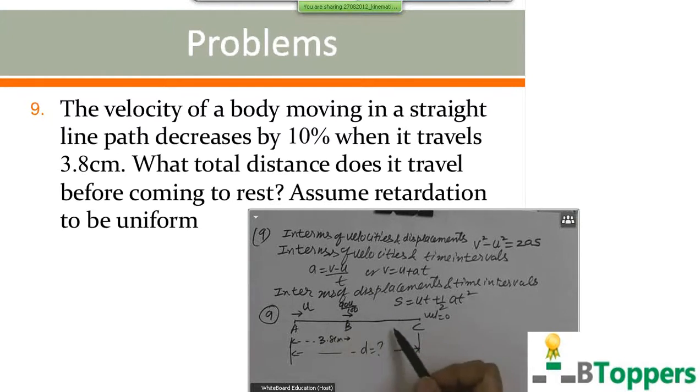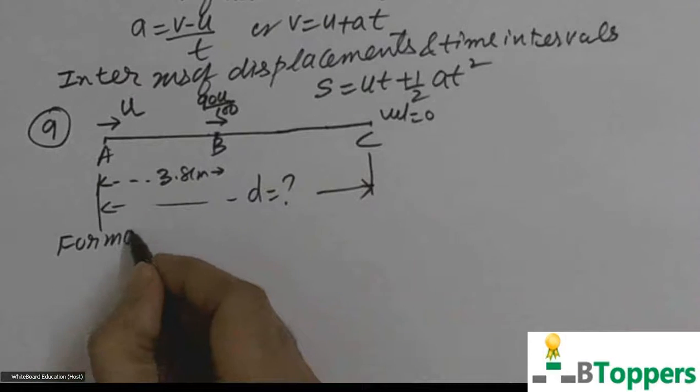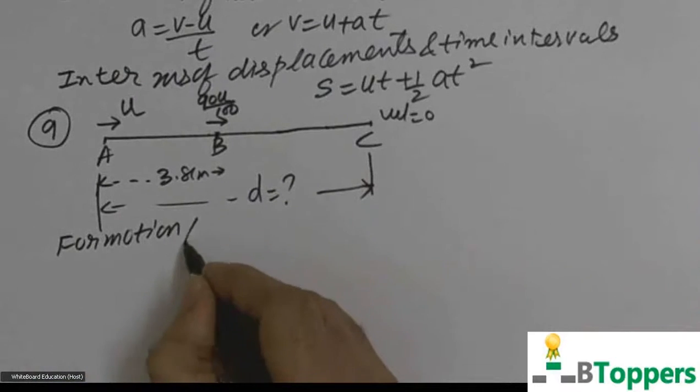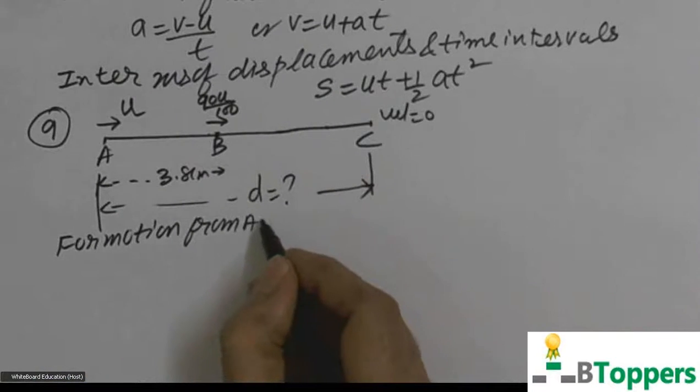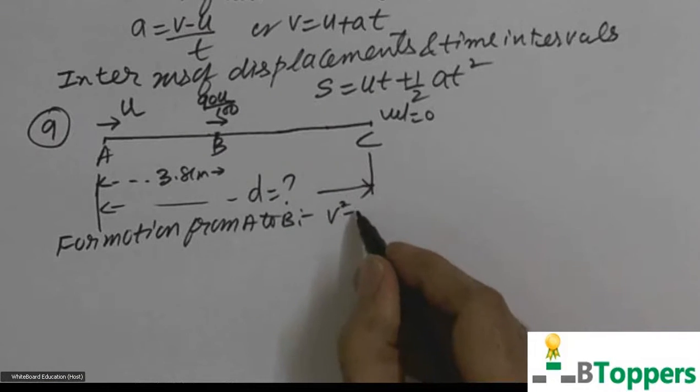Here the problem is given in terms of velocities and displacements. So we solve the problem by using the equation v square minus u square equal to 2AS. First we use the equation v square minus u square equal to 2AS for motion from A to B.